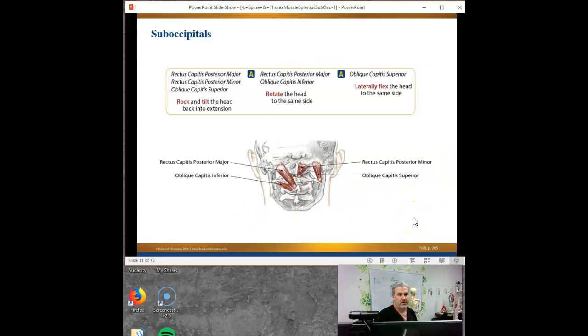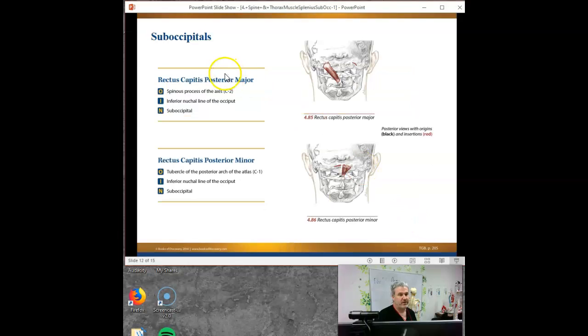Don't worry about this yet. Let me see. Minor, yes. Tubercle of the arch of C1. So, let me explain this really quick because it gets really confusing. And it doesn't have to be. Again, we really just care that you've got 8 suboccipitals, 4 pairs, and they're back here and they fill in this space right here. And that we're going to work on, right?